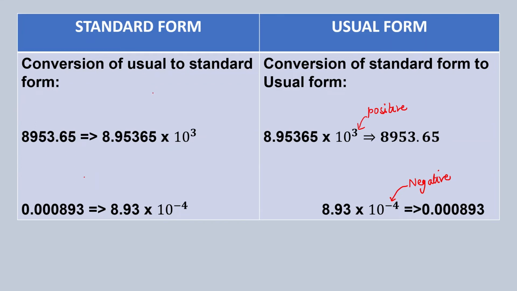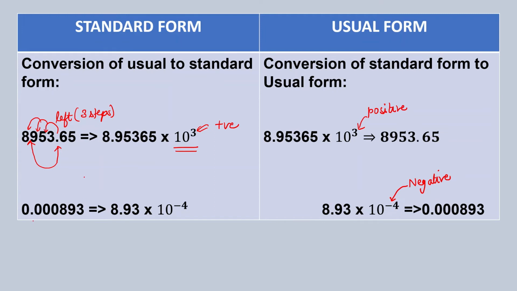Conversion of usual to standard form. Suppose this is my number, 8953.65. Now this decimal place is wrong. As per standard form, this decimal is supposed to be here between 8 and 9. Now which side is it moving? It is moving towards left, 3 steps. That is why our m is positive.